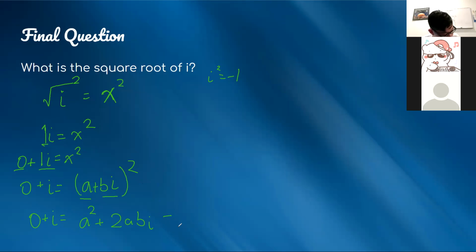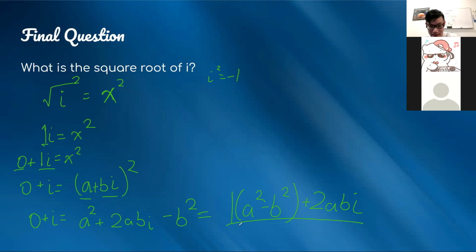And then b squared i. Because if I square bi times bi, that's just b squared times -1, right? So negative b to the second power. And then I can condense or rearrange this a little bit into what I have here, plus 2abi. This looks complicated, but in reality, it's just a complex number.